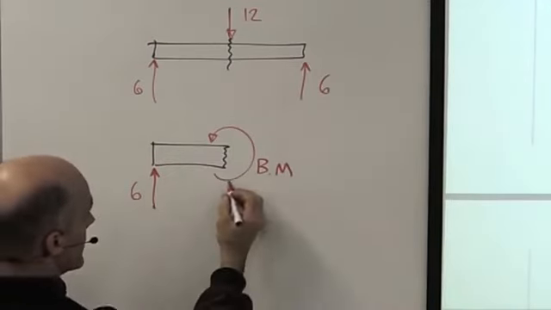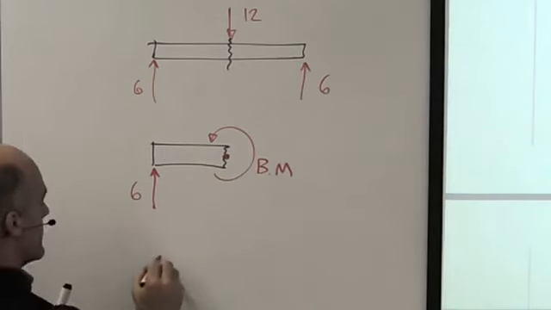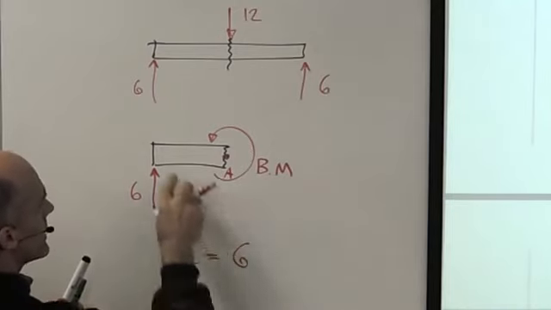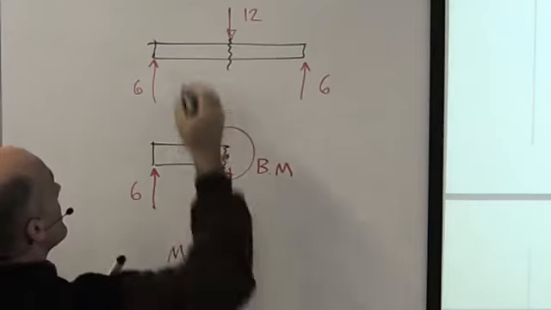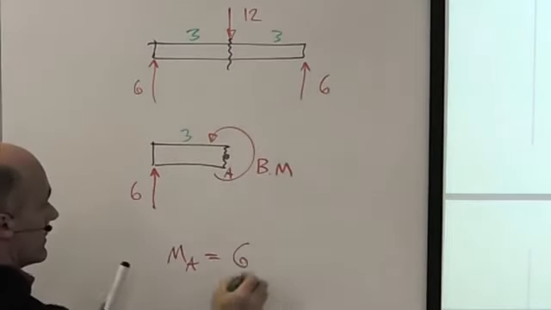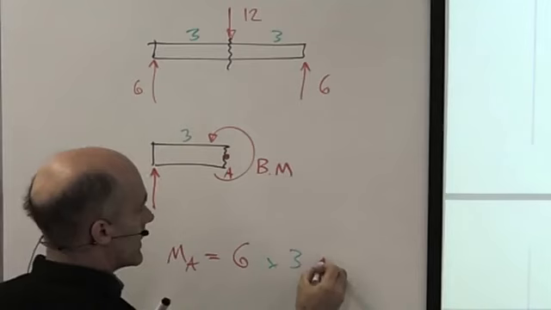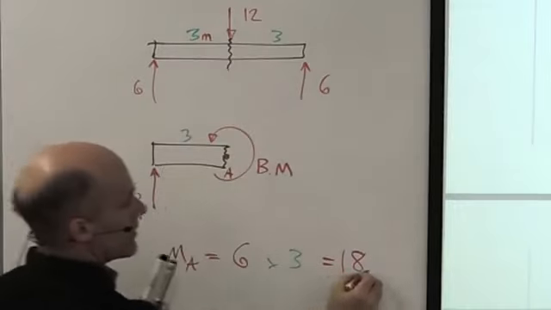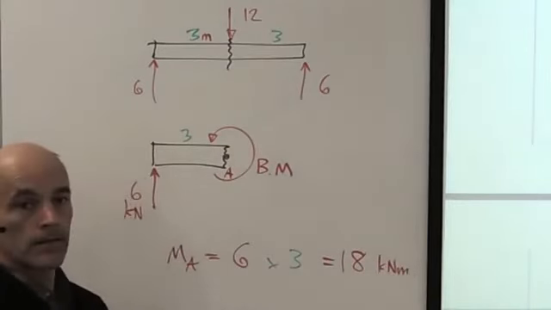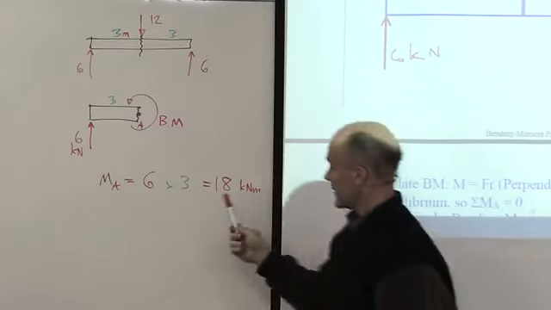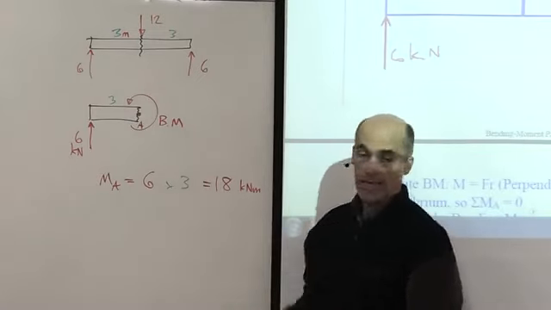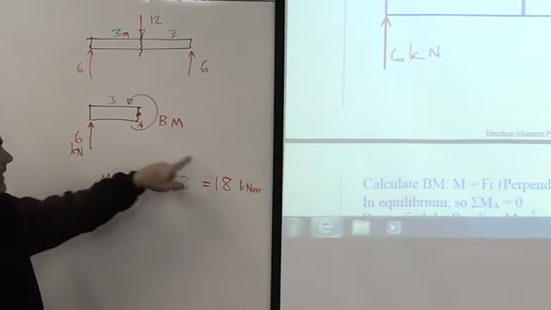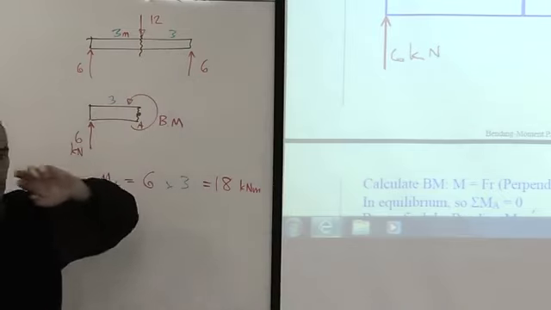Now that bending moment is quite easy to calculate because I take a moment from the centre. Let's call that A. Moment at A is force times distance. Force is 6 kilonewtons and the distance there was 3 metres. Now what are the units here? We have 6 kilonewtons and 3 metres, so that will be kilonewton metres. We just calculated the maximum bending moment for this beam to be 18 kilonewton metres. If I took the other side, I would get exactly the same calculation. We've got 6 times 3 equals 18.